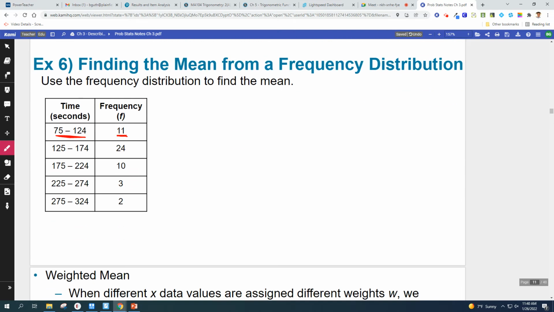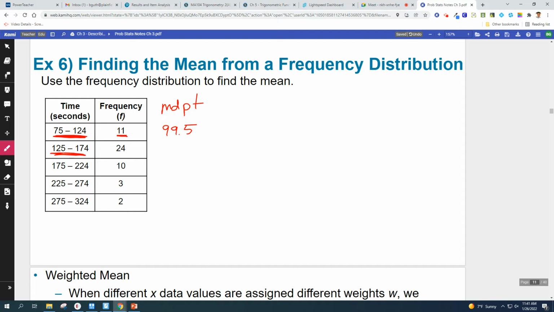I think the best way is to look at an example. So when we see this frequency distribution, we need to find the midpoints of each of these classes. So the midpoint of 75 through 124 is 99.5. That's the midpoint. Add the 2 numbers and divide by 2.